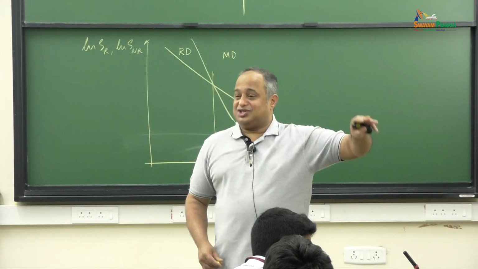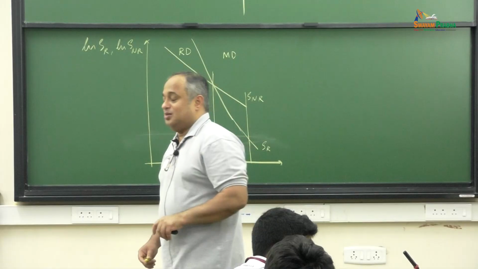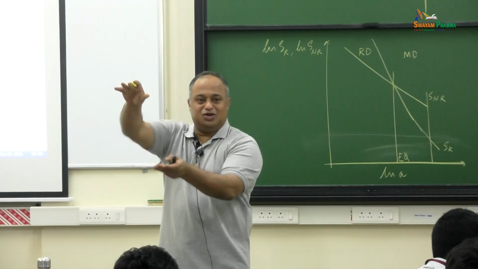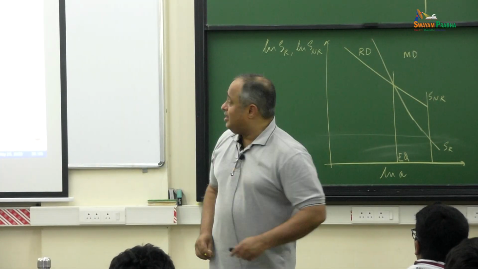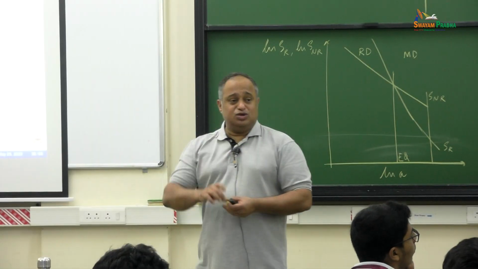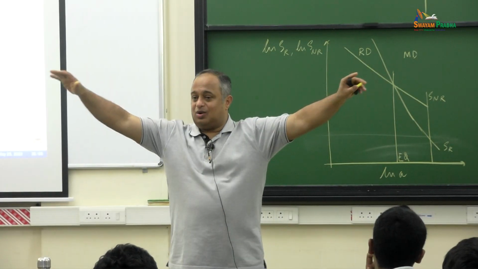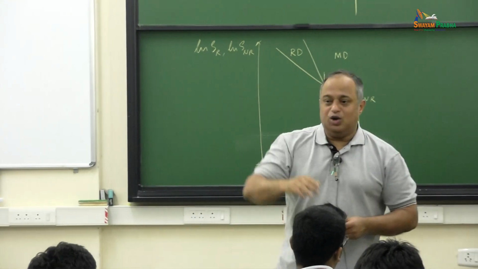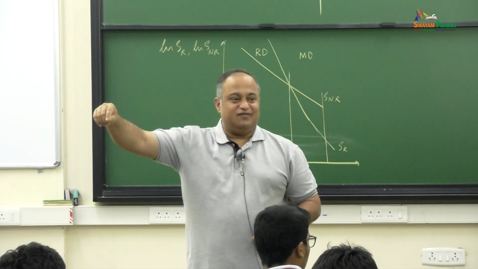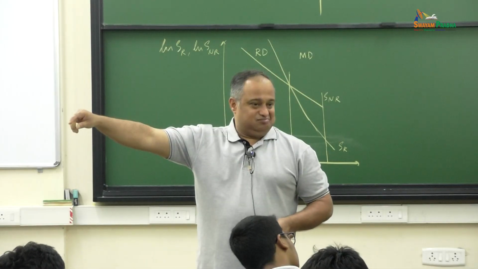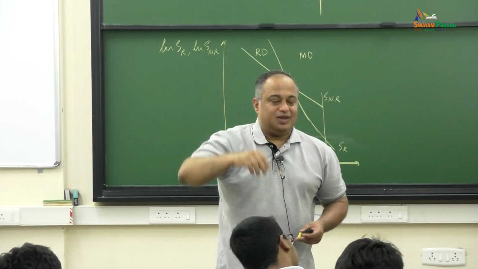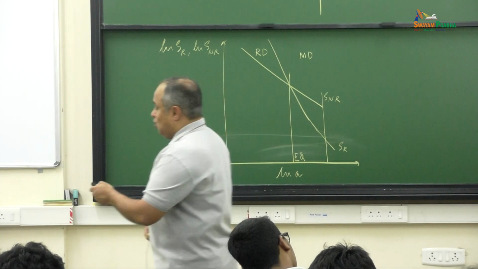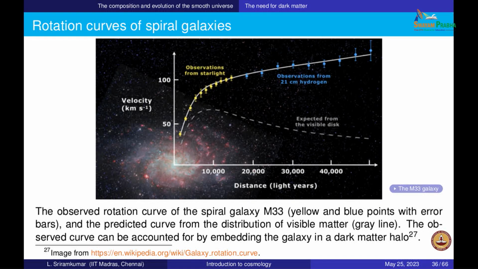It's run by the National Centre for Radio Astrophysics located in Pune, and it can observe at 21 centimeter. When you observe, there is neutral hydrogen present, and you can observe the emission at 21 centimeter. You plot the velocity of whatever that source is, and you find that the rotation curve is like this. Notice this: observations from 21 centimeter hydrogen.